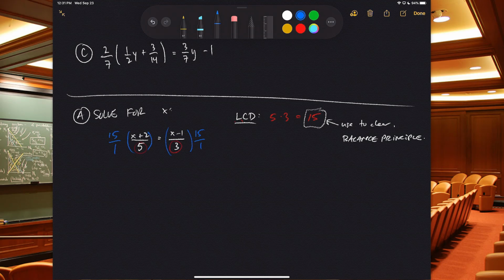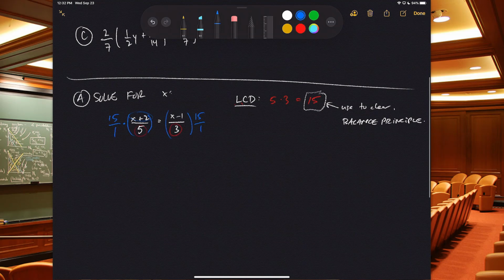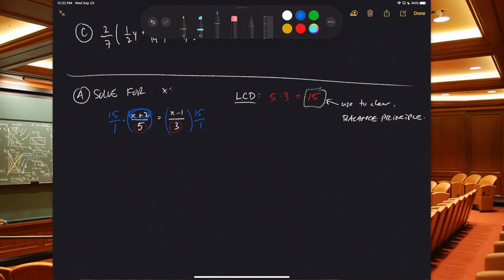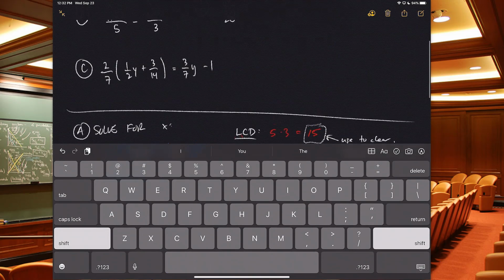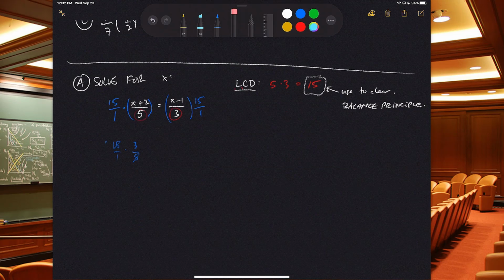Again, notice how I'm using brackets here. Big old brackets because it's the entire side being multiplied by 15, not just one number. So then what does that look like? Well, 15 over 1 times something over 5. Now this might seem confusing because we have this x plus 2 up top, but really it's no different than if this were like 15 over 1 times 3 over 5. We're still going to cancel a factor of 5. So let's do that here.